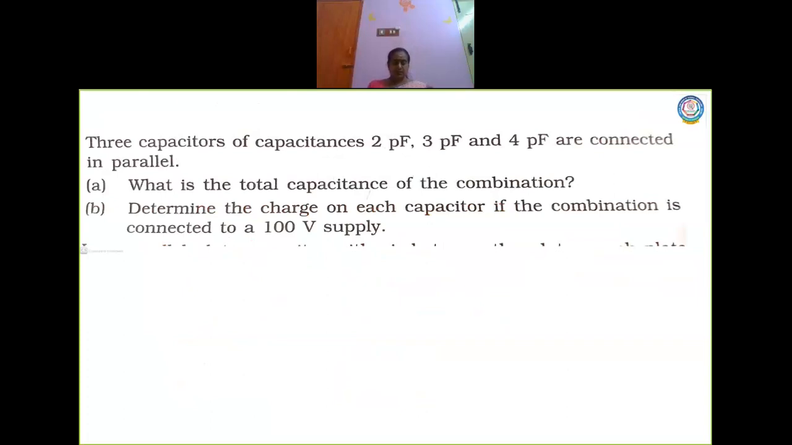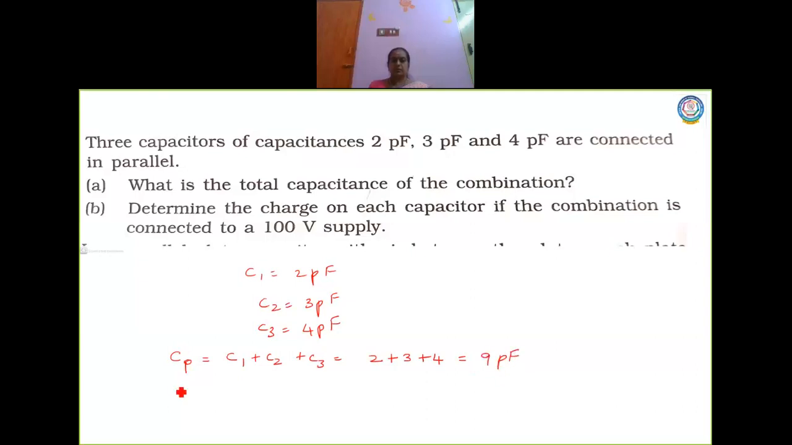Let us go to the next one. I think you should be able to solve this. 3 capacitors of capacitances 2 picofarad, so C1 is 2 picofarad, C2 is 3 picofarad, and C3 is 4 picofarad, are connected in parallel. So total capacitance will be Cp equal to C1 plus C2 plus C3, which is 2 plus 3 plus 4. So it is 5 plus 4, it is 9 picofarad.